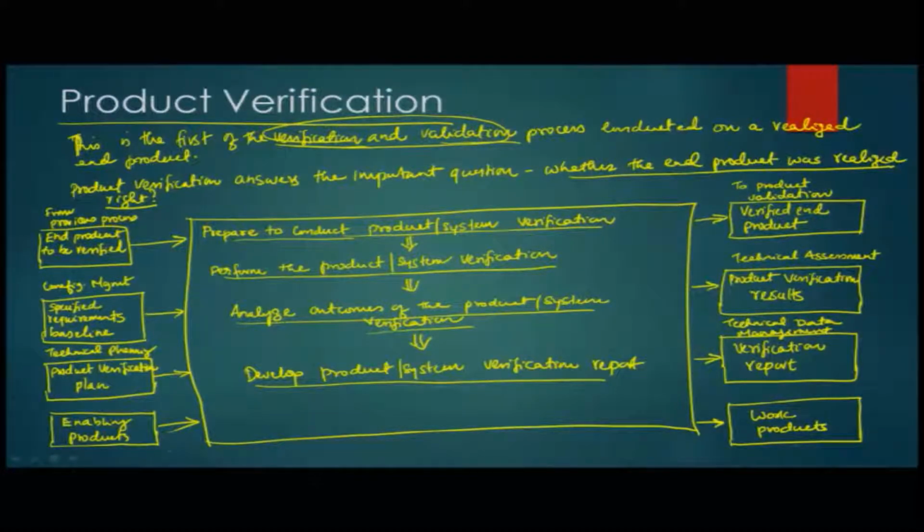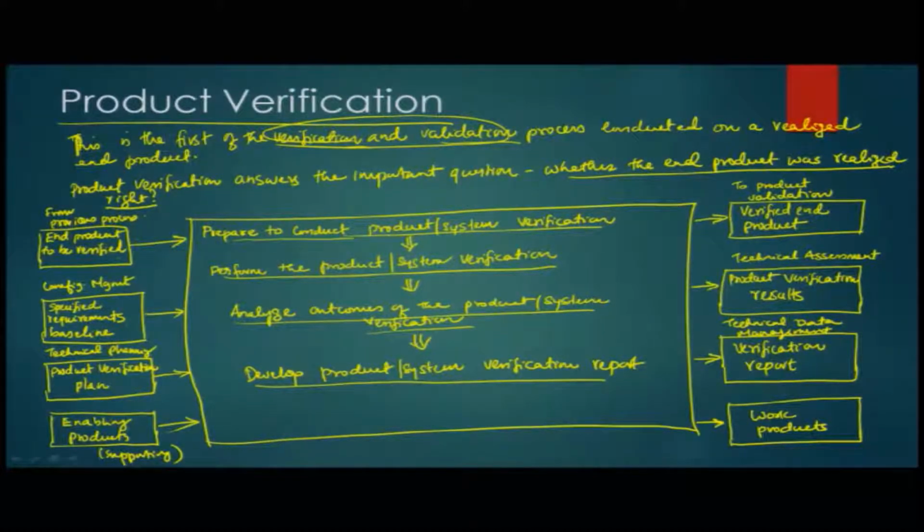Looking at it again, we take the end product to be verified, which comes from previous processes, it could be product implementation or assembly. Configuration management gives us a specified requirements baseline. Technical planning gives us the product verification plan, and then there are the enabling products, the supporting items necessary to conduct successful verification of the system. Then the verification process is a four-step thing.